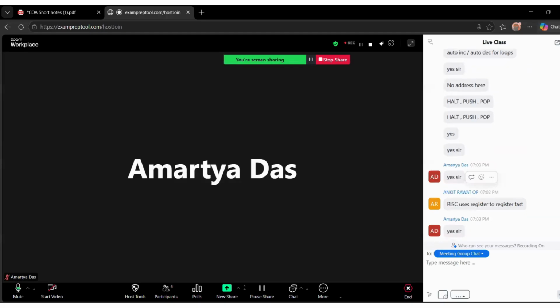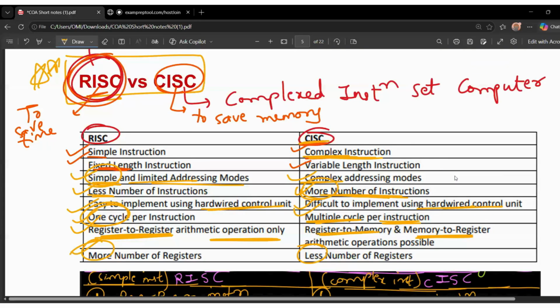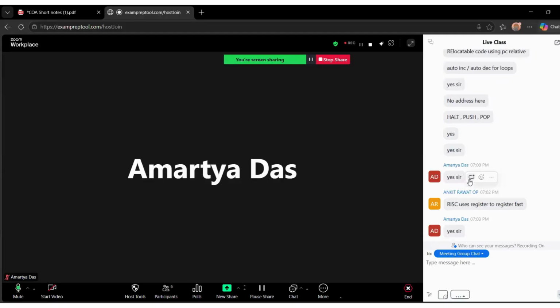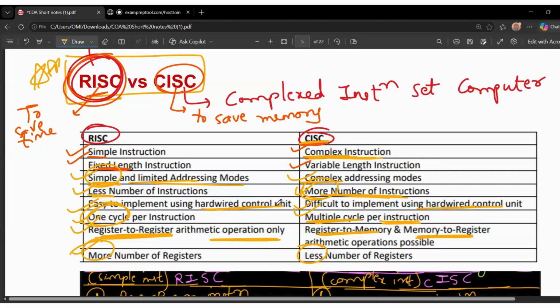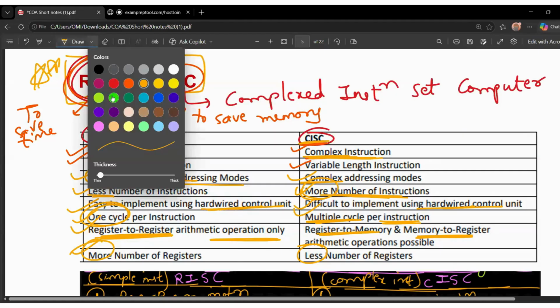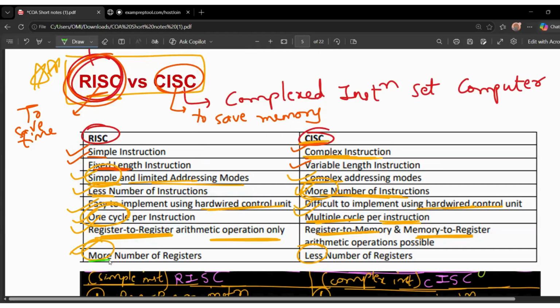So this is the simple difference between RISC and CISC. In RISC, many things are simple: simple instructions, simple addressing modes. Because it is simple, one instruction takes one cycle, and there are more registers. Its goal is to save time, and the goal of CISC is to save memory.